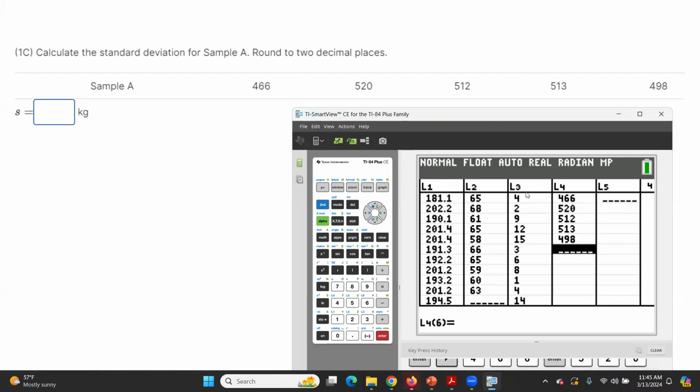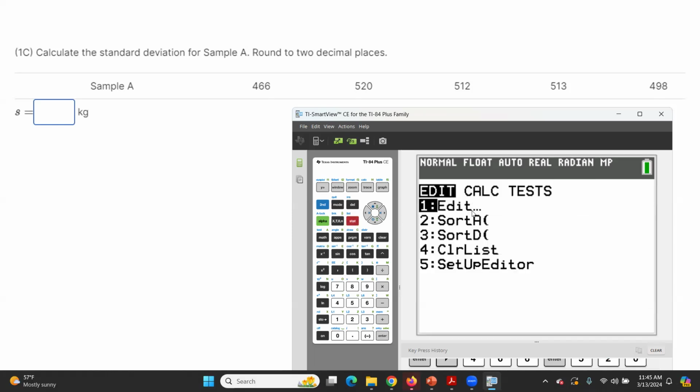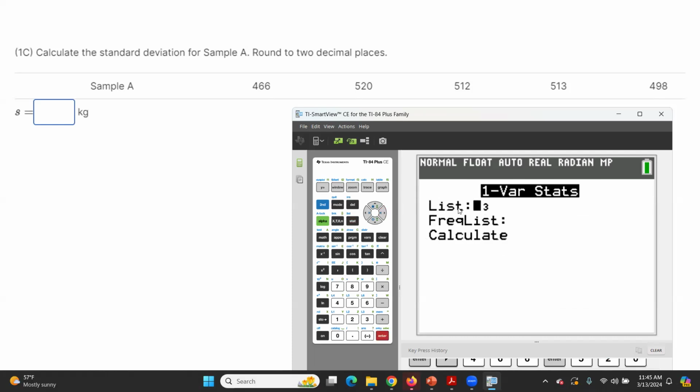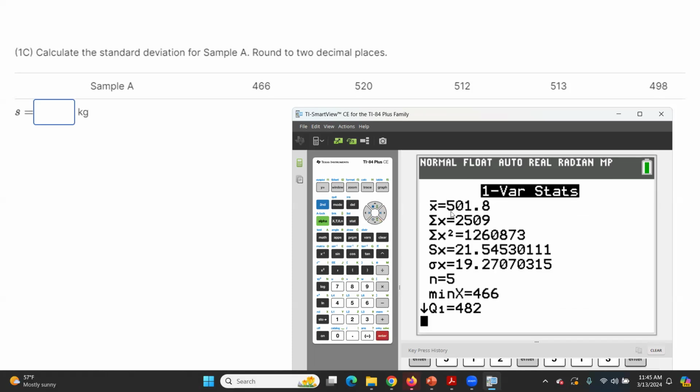498. Now I'm going to go to Stat again, and now I'm going to go to Calc. One variable statistic, and everything is in L4. So I'm going to change it to L4. Second, 4 gives me L4. Frequency list must stay empty. And then here, do the calculation. Here, x bar or the average is 501.8 and the sample standard deviation is 21.5453 and so on. So let us go back to our slide.